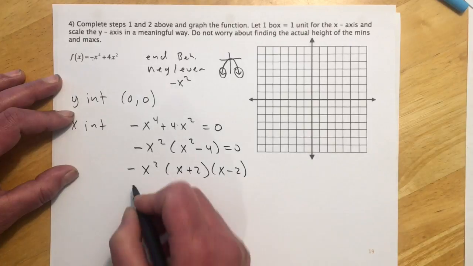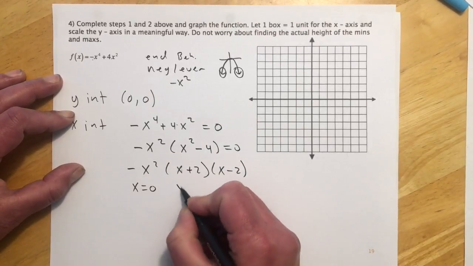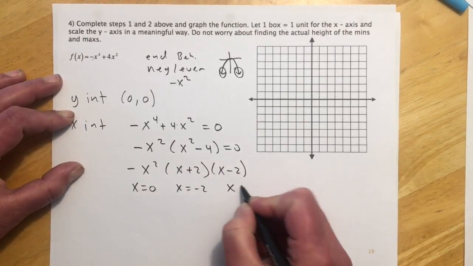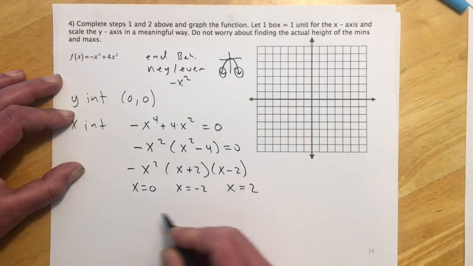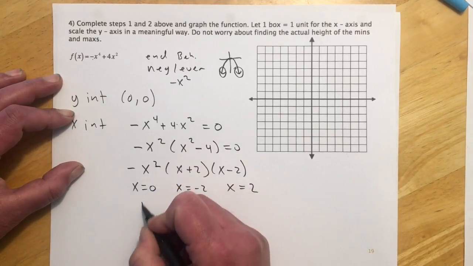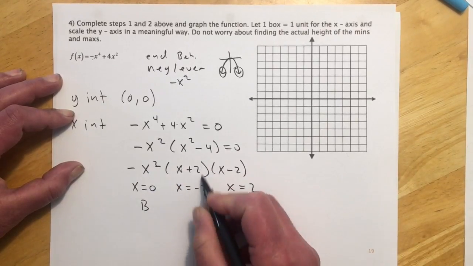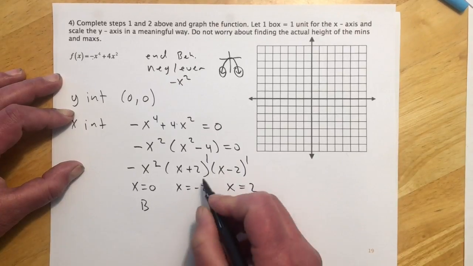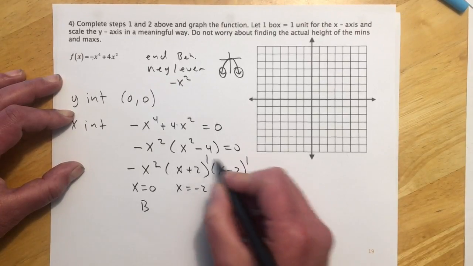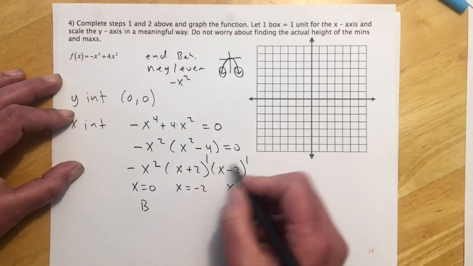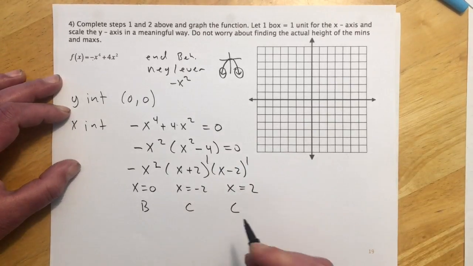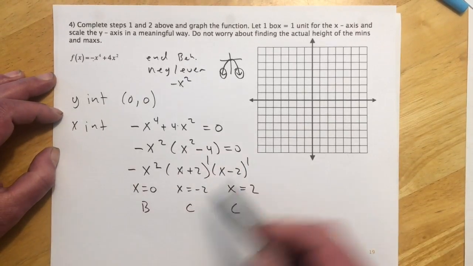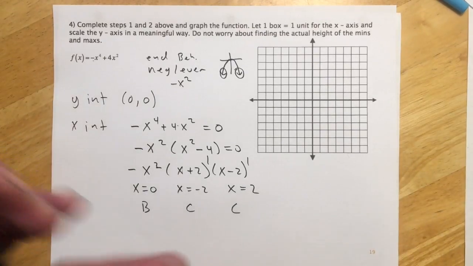So my zeros are going to be at x equals 0, x equals negative 2, and x equals 2. And for the squared one, that's going to bounce. For these two, they're both to the first. So it's not the number that's even, it's the power, right? So these are odd powers, so they're both going to cross. And then what we do is we use that information to get the graph.